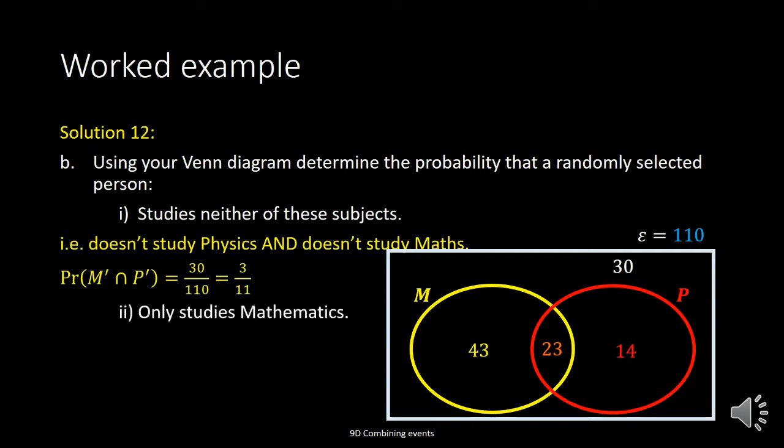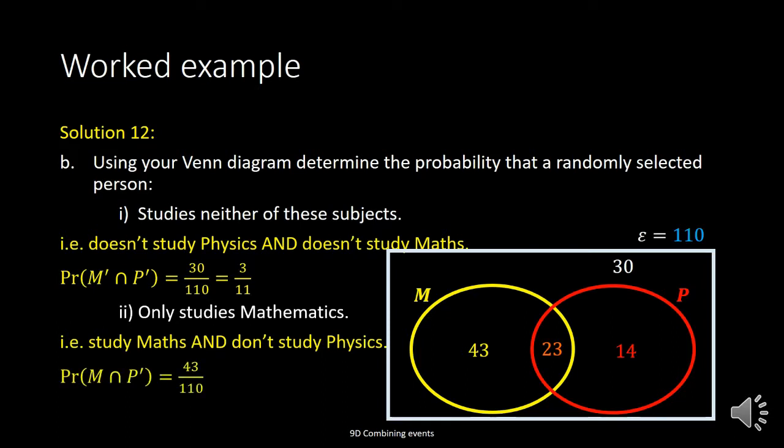Our second one, only studies maths, means studies maths and doesn't study physics. So our set notation is going to be M intersection P prime. And we can read off our Venn diagram, that's 43 on 110.